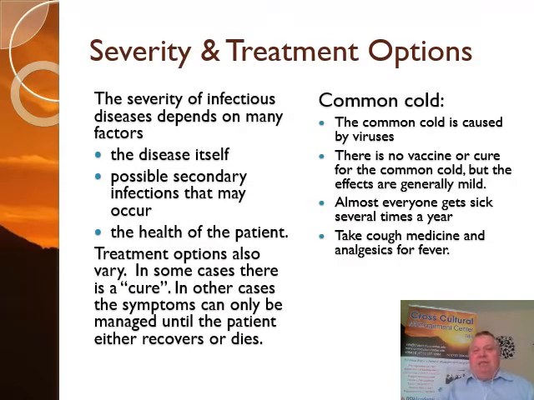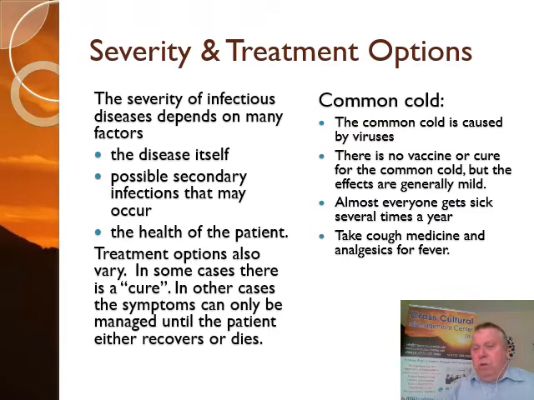So severity, how severe? Severity of a disease you can measure in different ways. Typically it's going to depend on two factors, or three rather. The disease itself, so what does the disease itself do to you? Possible secondary infections that may occur, and the health of the patient. So the disease itself, for example, the common cold, it's going to get in your throat, but generally we're fairly immune. Our body attacks those viruses pretty quickly, and within a day or two, our immune system reacts and puts us back in business, right?